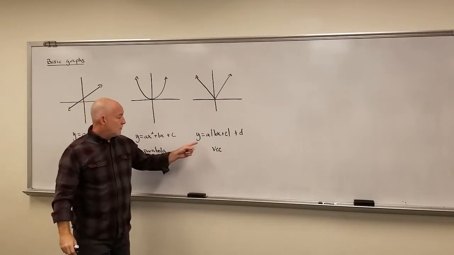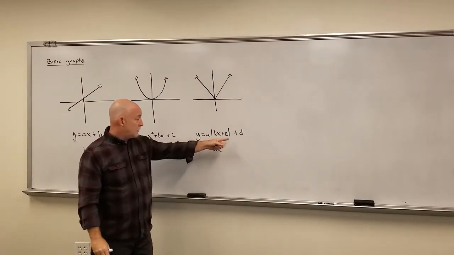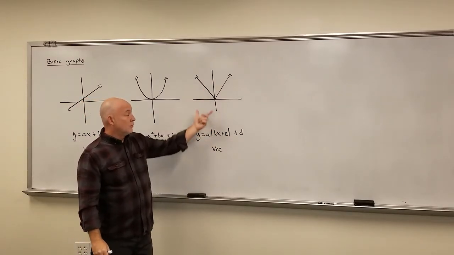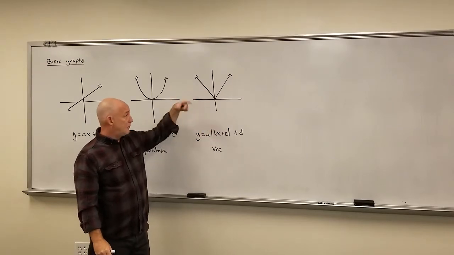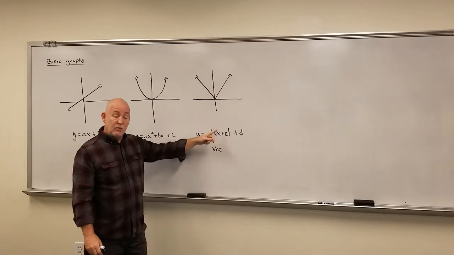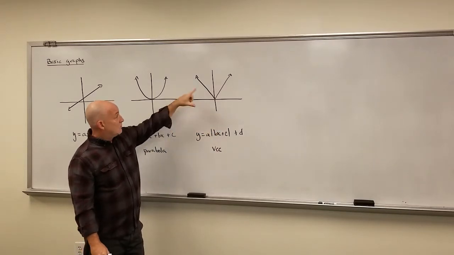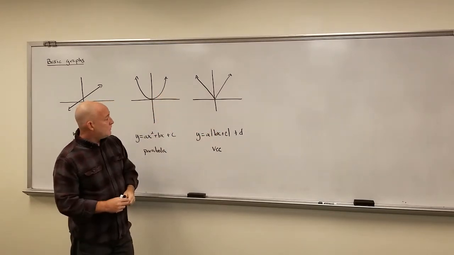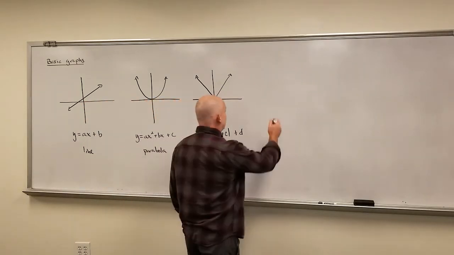Now again, depending on what all these different letters in here, A, B, C, and D, are, this can move it up, down, left, right, or flip it upside down. And if we were to switch the places of the x's and y's, where the y was inside the absolute value, it would turn it sideways. Let's take a look at another shape.